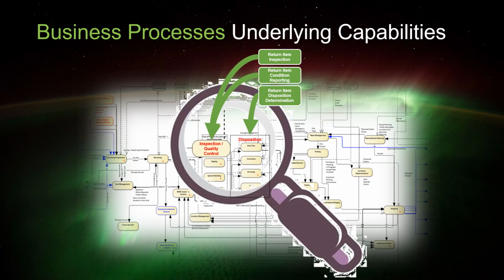So now that we have the capabilities identified for a particular value stream stage, we can identify a business process to help support them. In this case, we're looking at a warehouse business process model, and we've identified where the three capabilities we're looking at, the return item inspection, return item condition reporting, and return item disposition determination, fit in the business processes for the company.